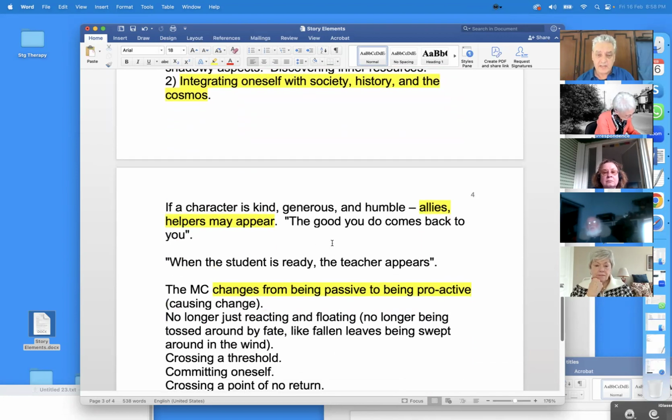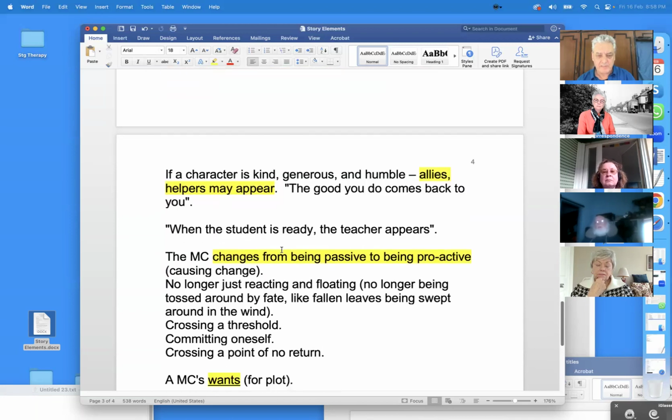If a character is kind, generous, and humble, allies and helpers may appear. We all know the basic idea, the good you do comes back to you. Treat others as you would like to be treated. When the student is ready, the teacher appears. These things happen in stories.